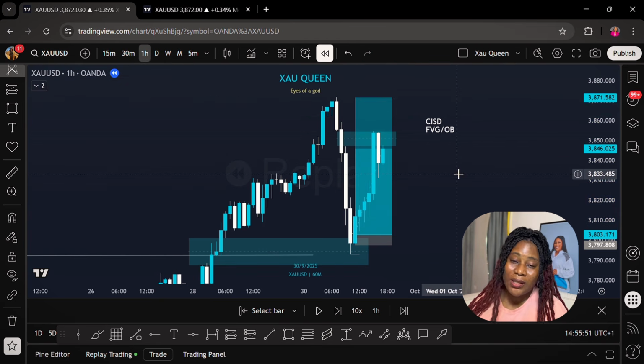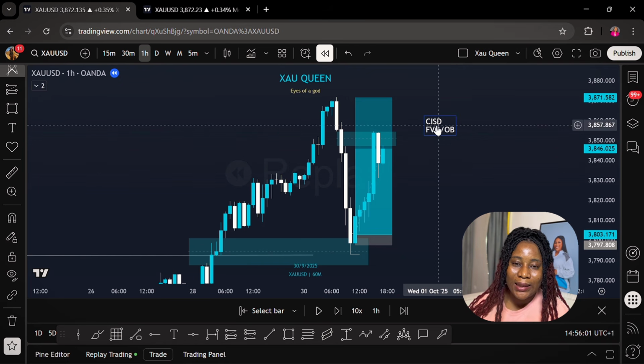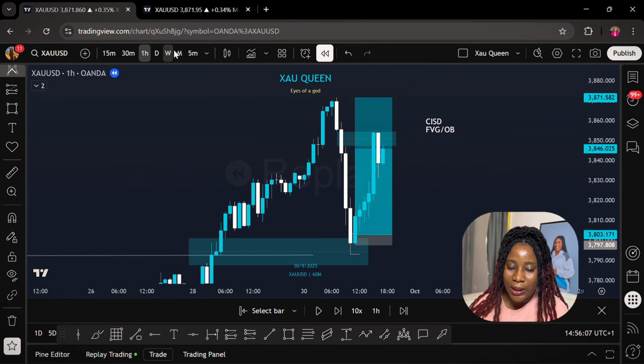So you can see, instead of just risking your capital because you don't know which POI will hold, why don't you just use confirmation entry? CISD, you can use FVG, you can use order block. This is something else I would have also done.